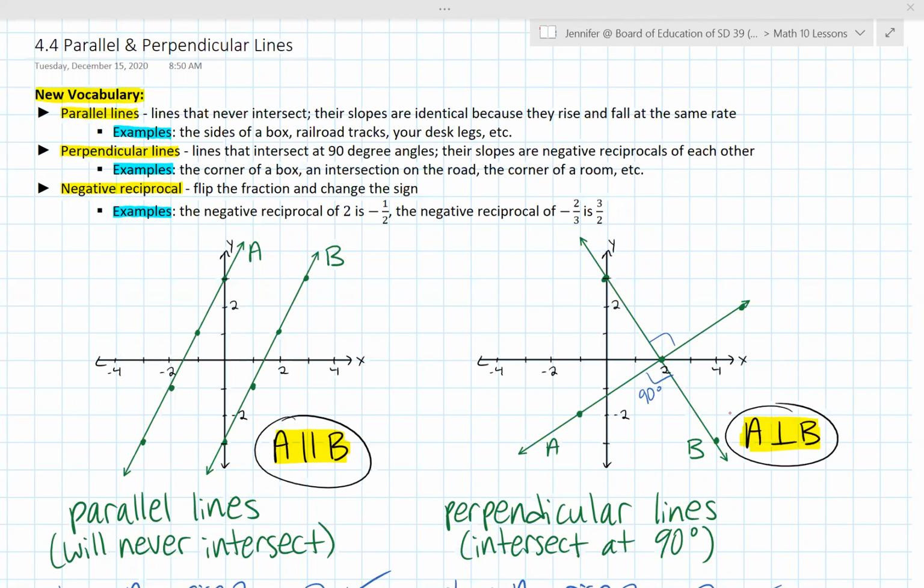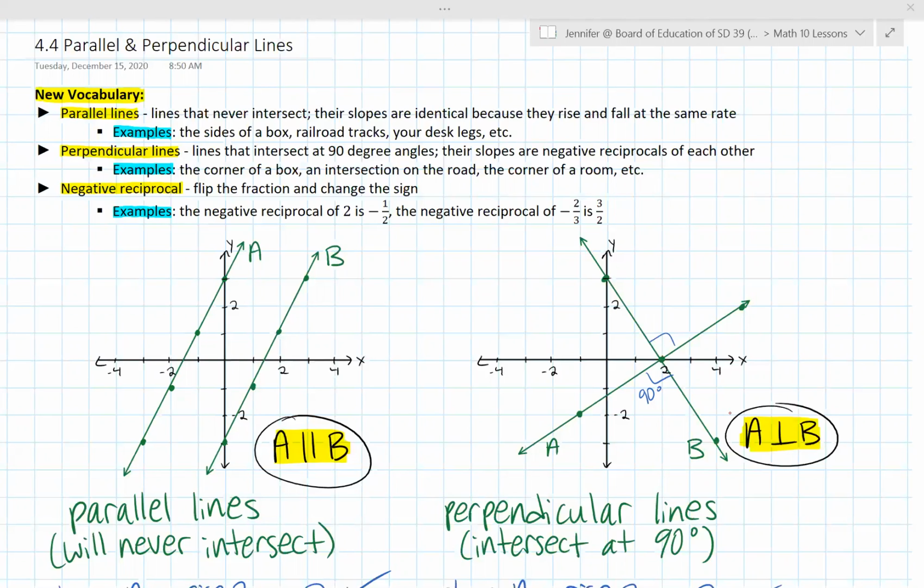So some examples in the real world would be, if you had a box, the sides of the box or the sides of your phone or laptop, those are parallel lines. Railroad tracks on either end, those are parallel lines. They're never going to intersect. Your desk legs, there's tons of examples in the real world where two lines never cross each other.